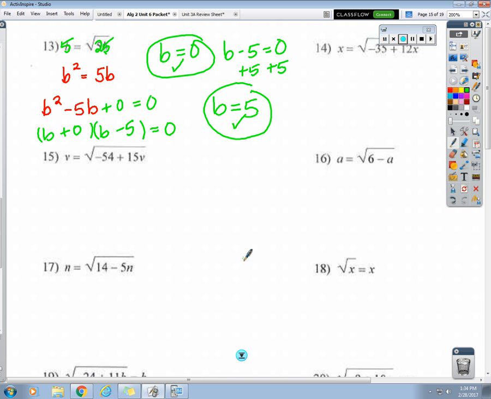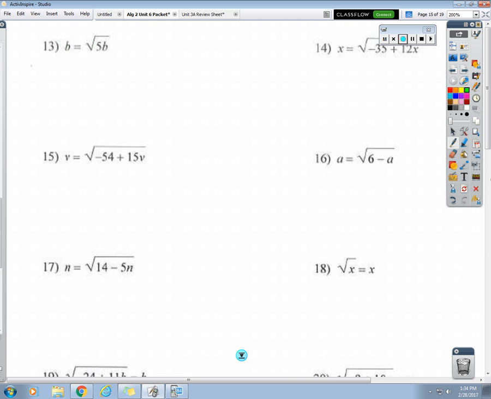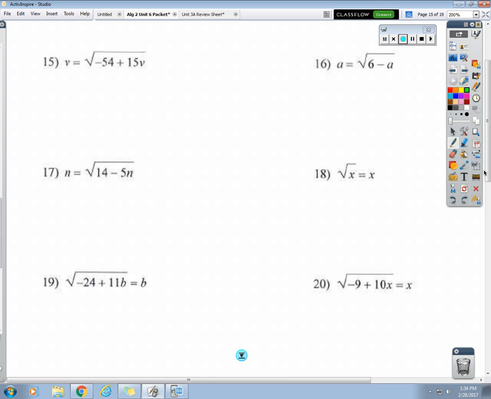Okay, are we good to move to the next one? Okay, number 15. What should I do first? Right, I need to get rid of that square root, so I square it, and it will cancel it out. If you square this side, you must square this side. So now I have b squared equals -54 plus 15b.